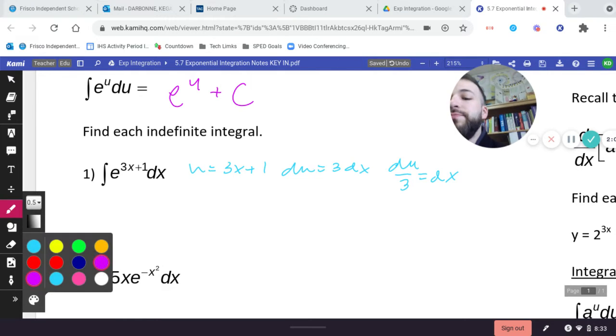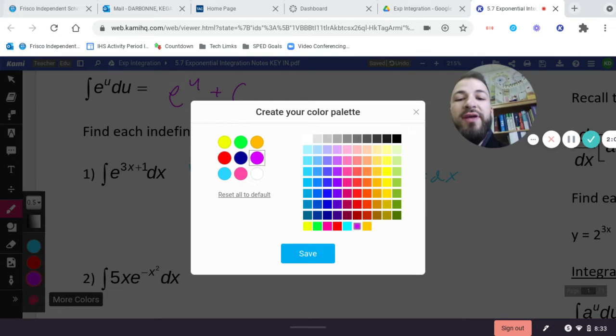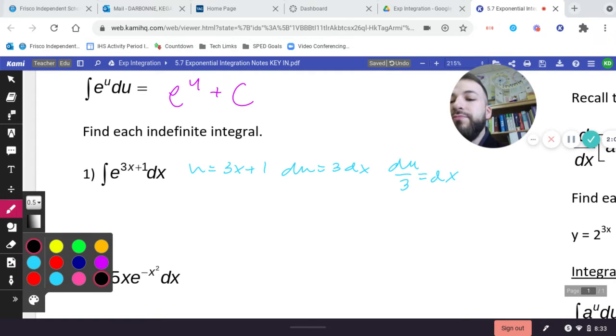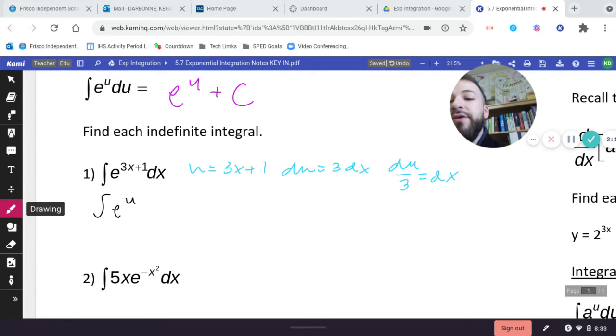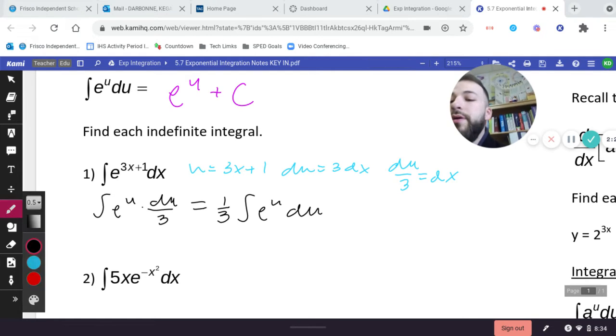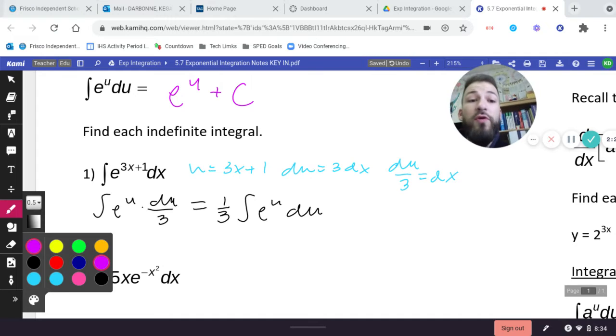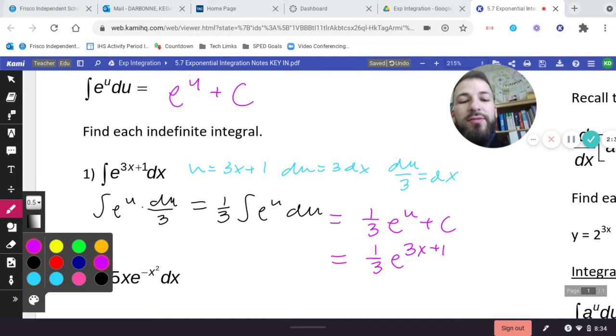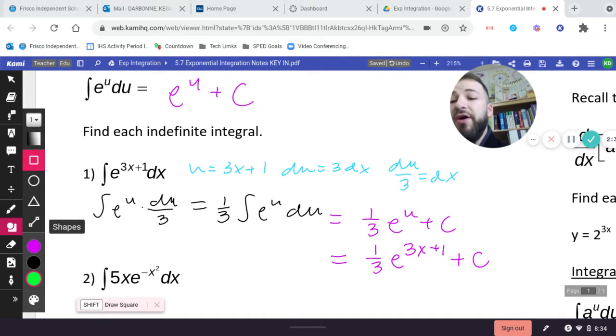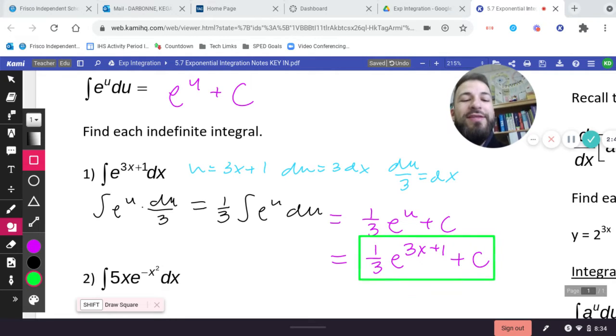So plugging into our integral, and I lost my black, so I've got to add that back. Plugging into my integral, we get the integral of e to the u times du over 3, which is just 1/3 times the integral of e to the u du. And we already know from up above that our integral of e to the u is just e to the u. So this becomes 1/3 e to the u plus c. Plug back in your u, 1/3 e to the 3x plus 1 plus c. So really all I did, the integral added a 1/3. Nothing too crazy for this one.